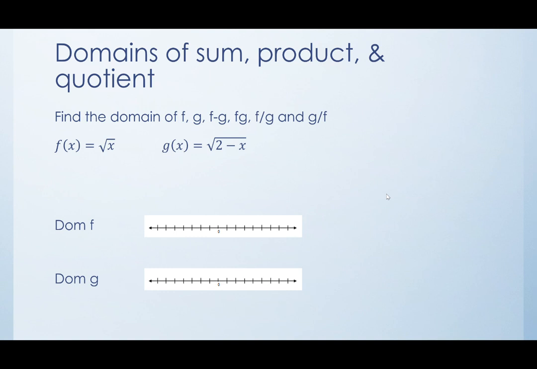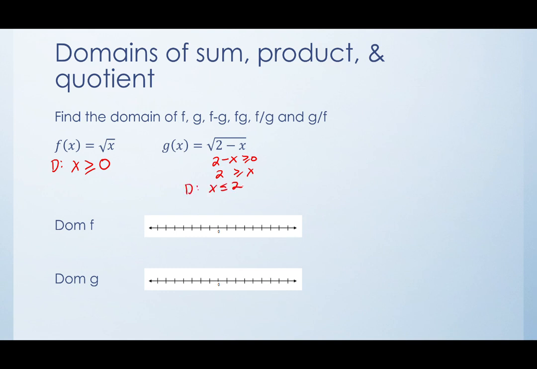We've got f of x equals the square root of x here, and g of x equals the square root of 2 minus x. So first we're going to find our two domains. For the square root of x, of course, we need x to be greater than or equal to 0, because if we have a negative number, we're introducing imaginary numbers, and we don't want that. For g of x, we want 2 minus x to be greater than or equal to 0. So we can solve this for x. I'm going to add x to both sides, and we can see that x has to be less than or equal to 2.